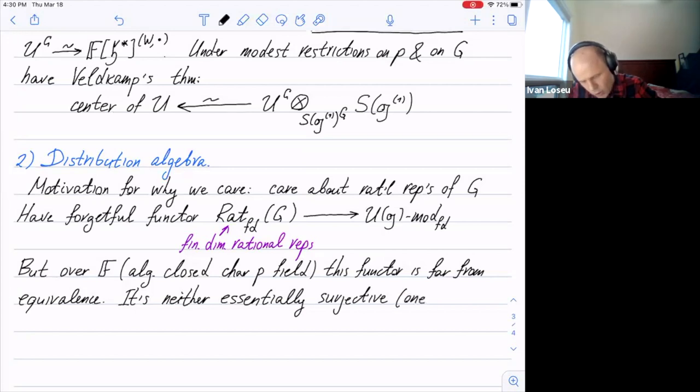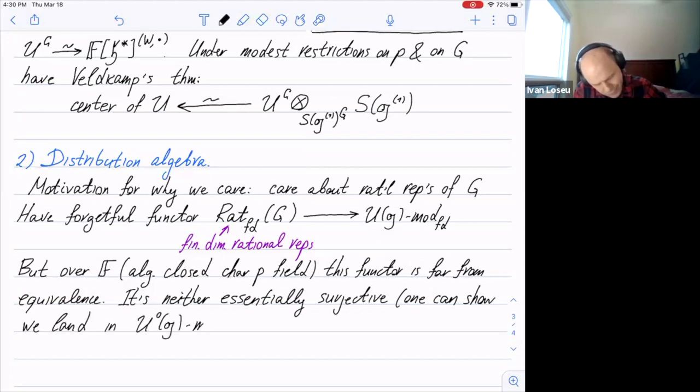In fact, one can show that we land in modules over the restricted enveloping algebra. And certainly this is very far from being all finite dimensional modules. Nor is it fully faithful. For example, as we will see right away, this functor maps non-isomorphic modules to isomorphic ones.